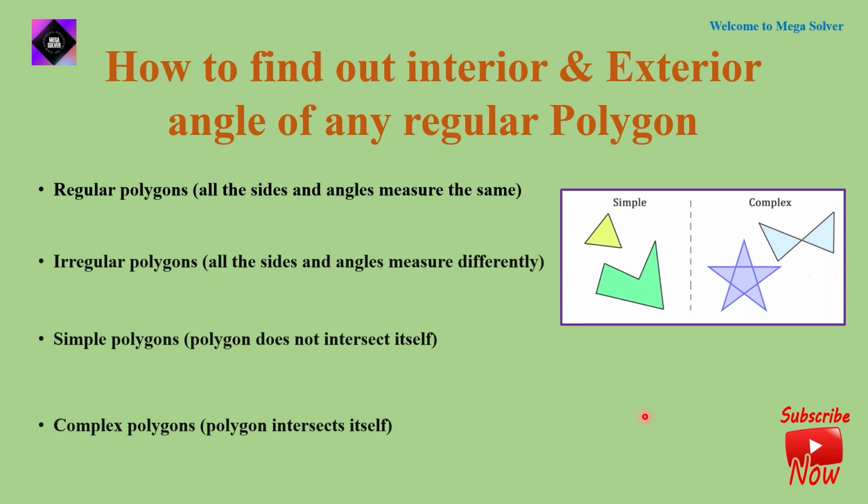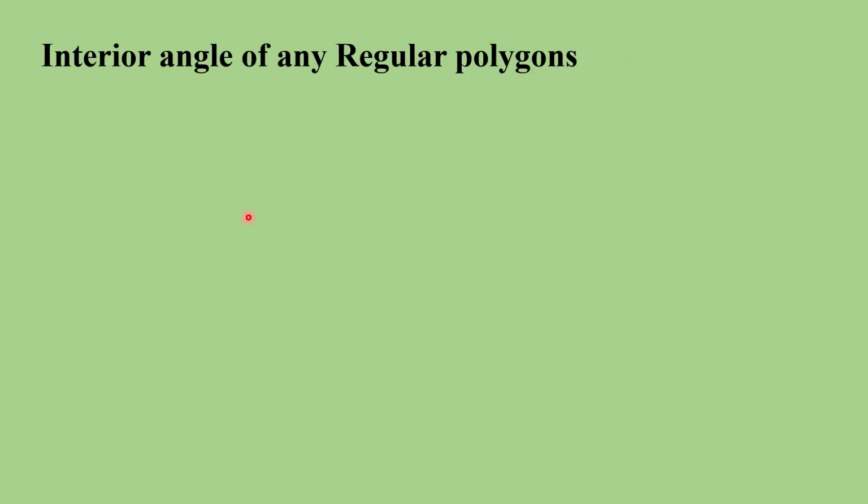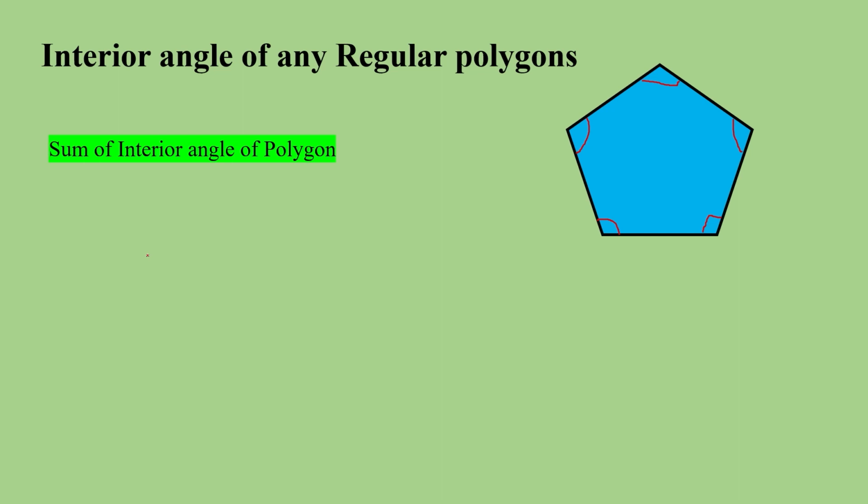complex polygons. Now we move ahead to learn how to find the interior as well as exterior angle of a regular polygon. So basically we are focused here on regular polygons. Okay. So now we are going to learn about the interior angle of any regular polygon. So this is a regular polygon, a regular pentagon. So how do we calculate the sum of interior angles?